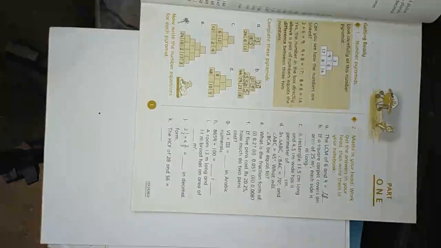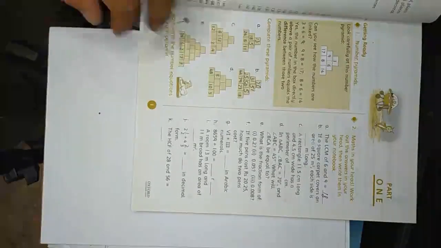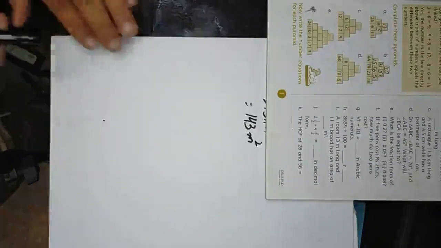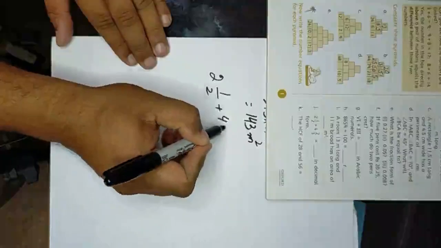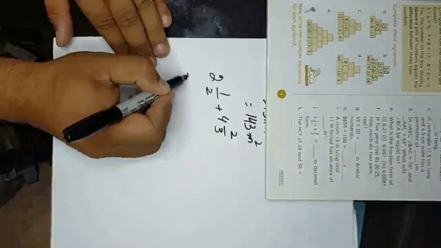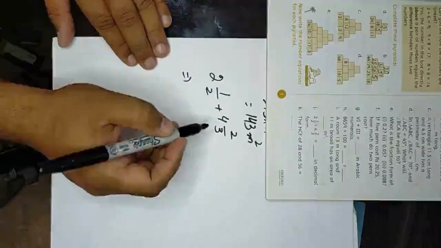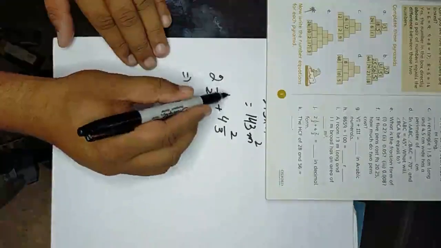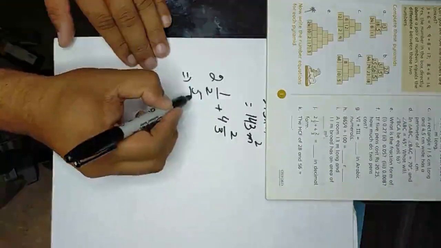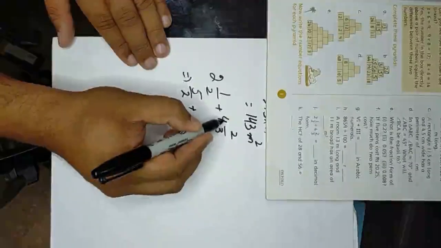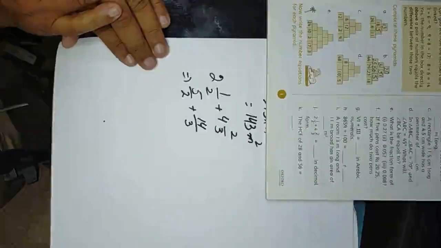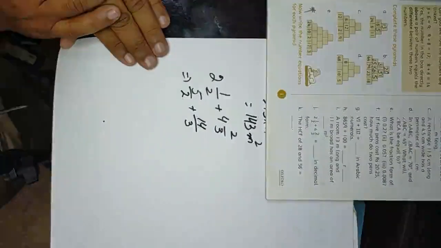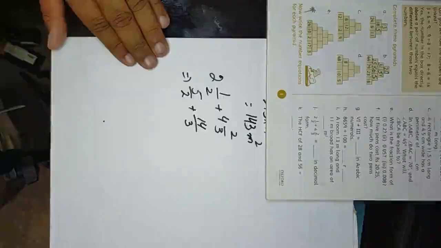Moving to the next question, beta. We have two mixed fractions, 1 by 2 plus 4, 2 by 3. First, let's make it simple, right? 2 into 2, 4 plus 1, 5 by 2, plus 3 into 4 is 12, plus 2, 14 by 3. Clear? Is that clear, right? Good.